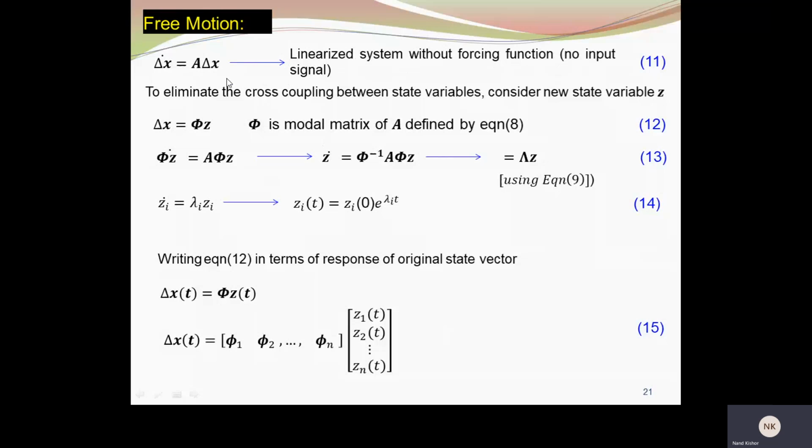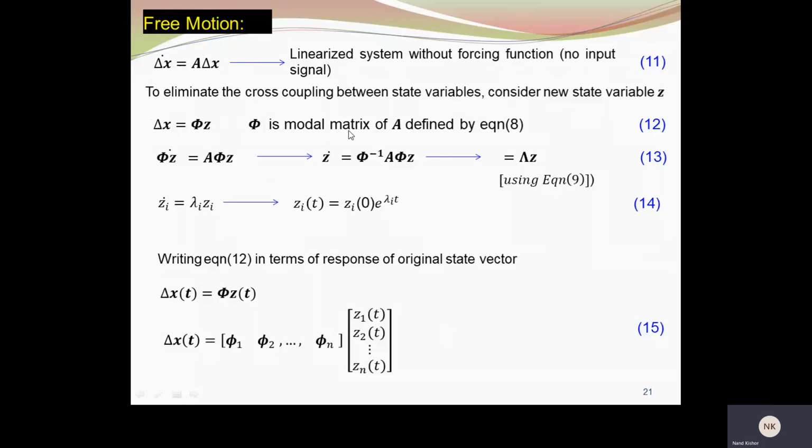Because of the cross coupling between the associated state variables, we want to decouple the state variables, and so we introduce another state variable, z. Then we write equation 12: delta x equals phi times z. This equation 12 is mainly written to decouple the state equations.